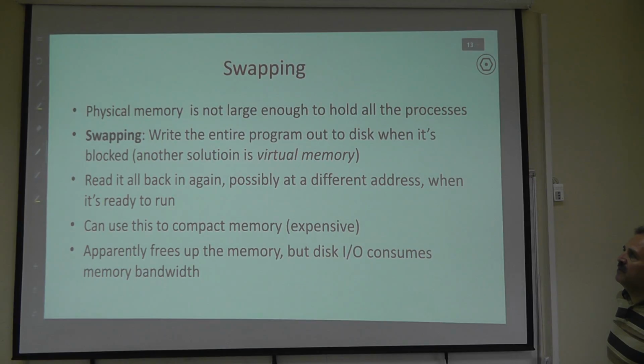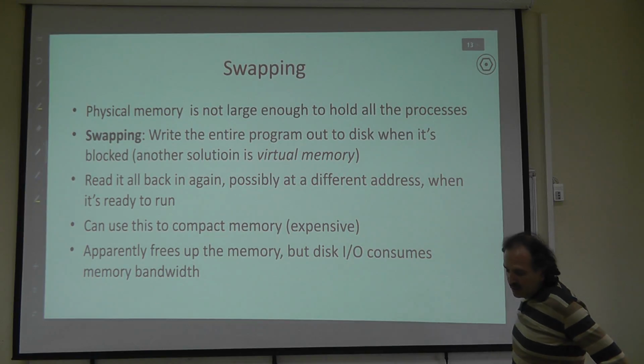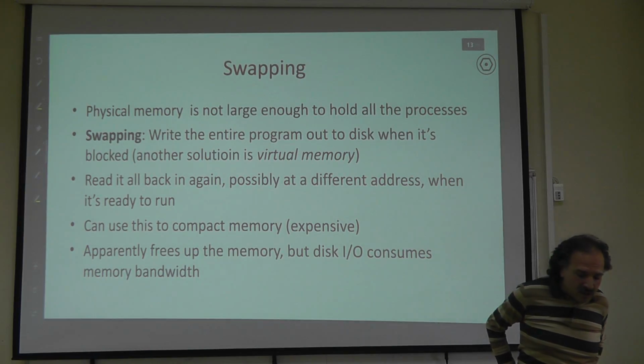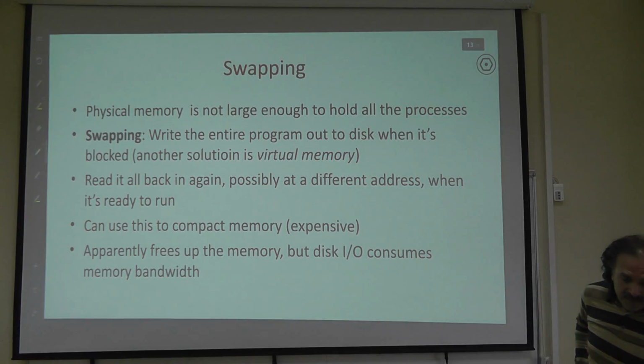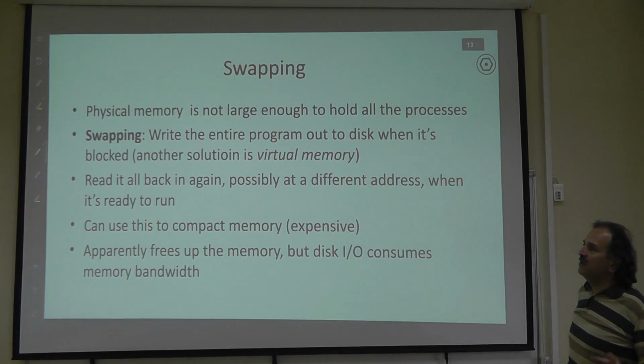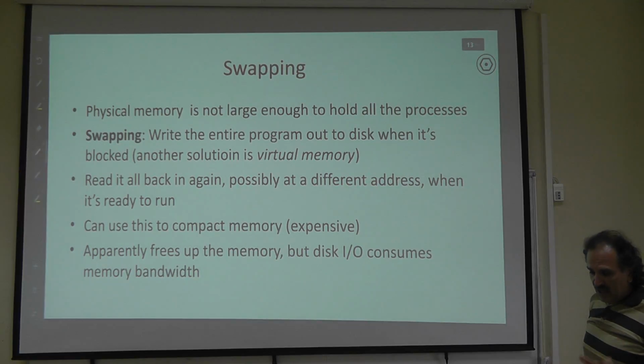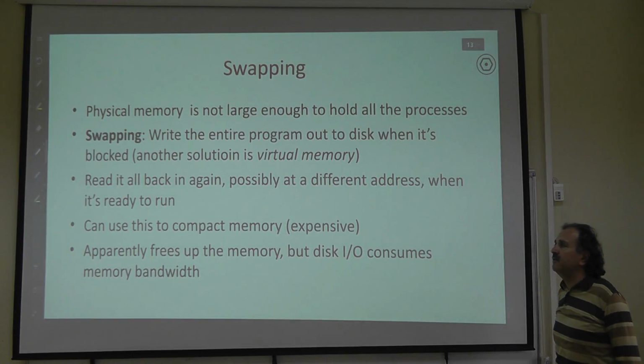Swapping solves the problem where my main memory is not large enough to hold more than one process at the same time: don't load them at the same time. Just swap. If one process blocks, write the whole process to the disk, load the second one and let it run. This way, I can do multiprogramming, with more than one program running at the same time.